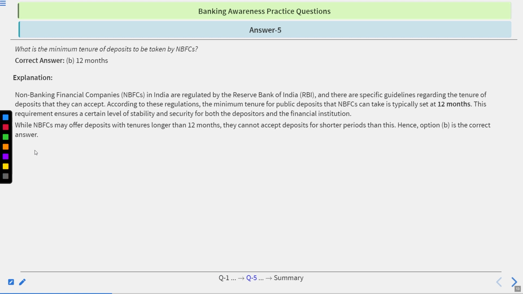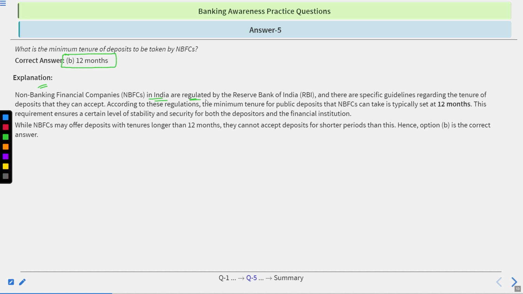Time's up. Correct answer is 12 months. Explanation. Non-banking financial companies in India are regulated by the Reserve Bank of India. There are specific guidelines regarding the tenure of deposits that they could accept. Accordingly, under these regulations, the minimum tenure for public deposit that NBFCs could take is typically set at 12 months.